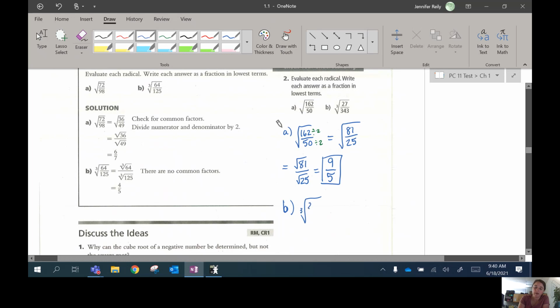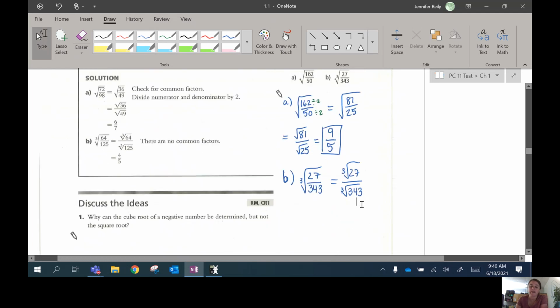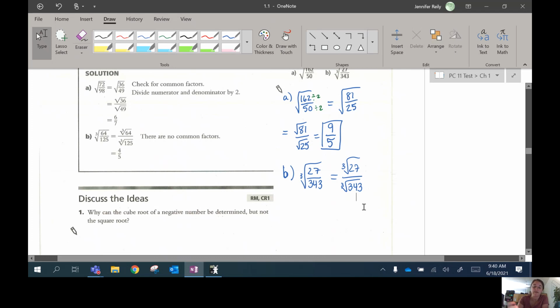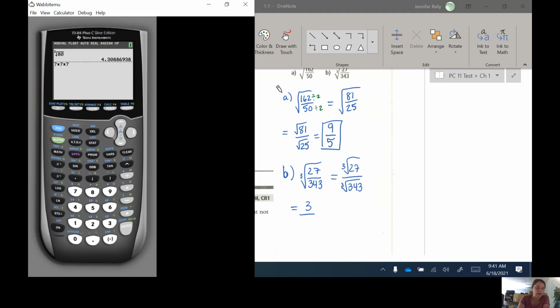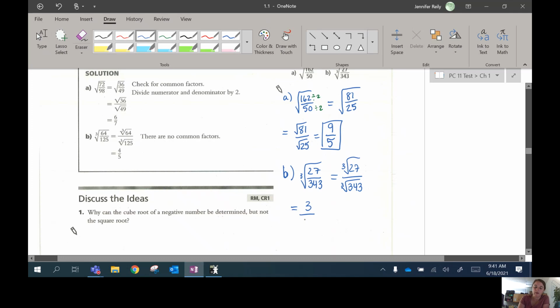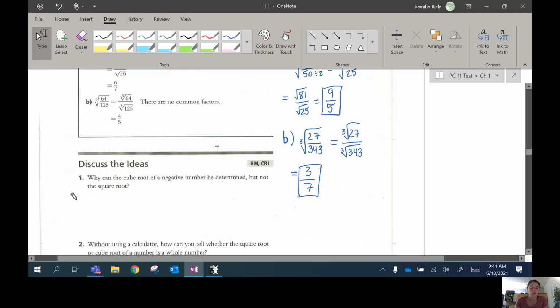this one cannot be reduced, 27 over 343. Neither of those numbers can be divided by anything, but we can answer these directly. The cube root of 27 is 3, since 3 times 3 times 3 is 27. So this would be 3. And the cube root of 343, if you actually multiply 7 times 7 times 7, it's 343. You can double check here. 7 times 7 times 7, 343, yeah. So we can just make 3 over 7. There we go. And that's actually the end of the lesson. So just a little review of radicals and cube roots and square roots.